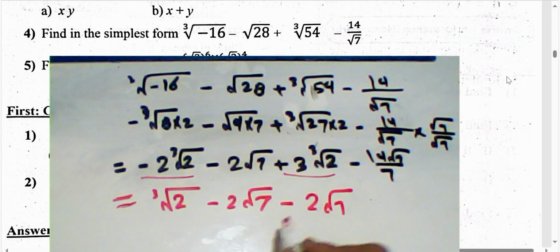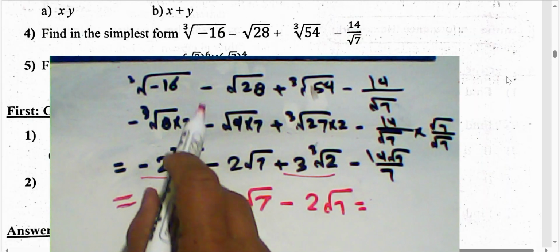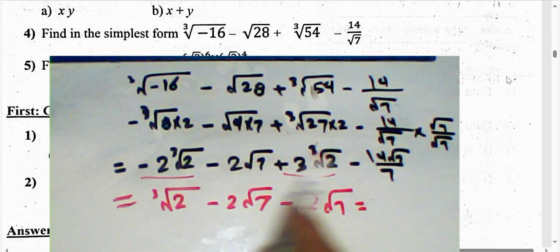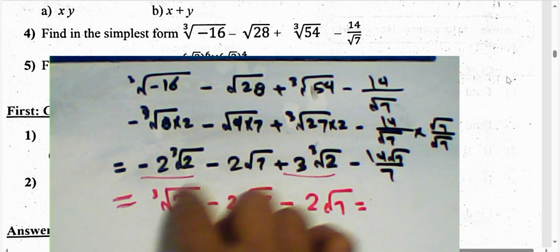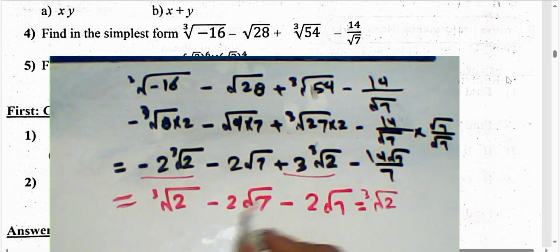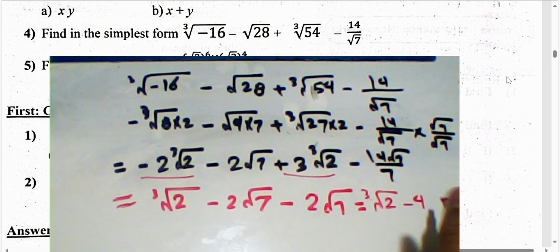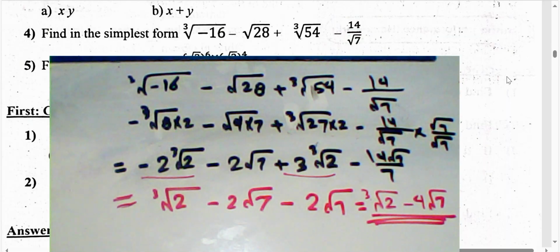Then the answer we write, it was negative and negative. Understood? Okay, and we also have negative plus positive 3 minus 2, 1. We can write the cubic root of 2, and negative 2 plus negative 2 is negative 4. Then the answer is negative 4 square root of 7. That's the answer to this question, the simplest form. Okay. Next question.